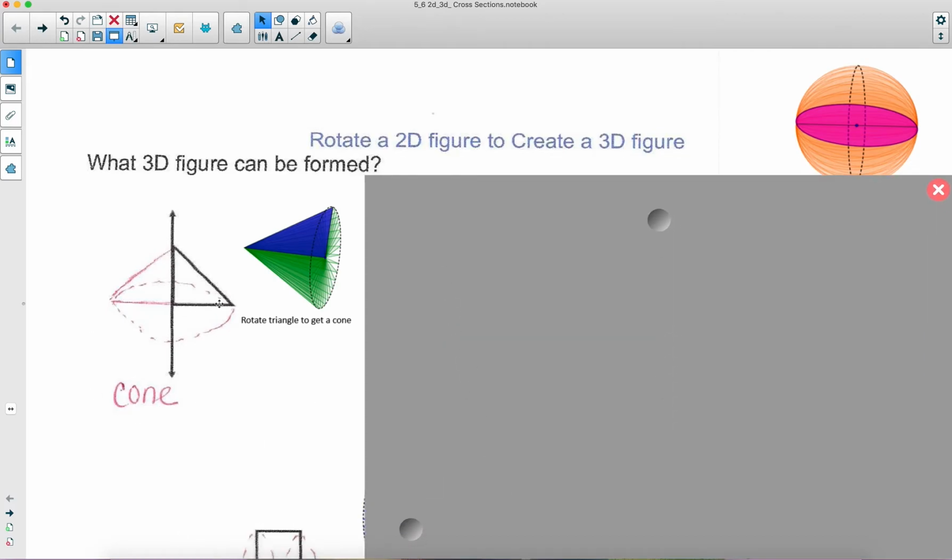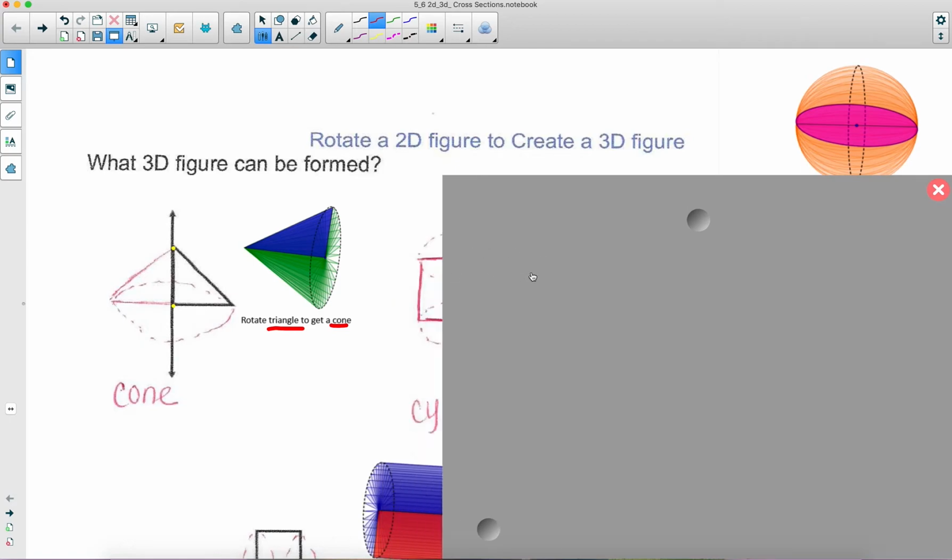If we take a triangle and rotate it about this axis right here, think about this point staying and this point staying, because they're on the axis, they're known as invariant points, so here and here, these will all stay. Now this point here rotates all the way around, and then all the way around in the back, and it forms a cone. So we rotate a triangle to get a cone. And then there's this little image here. You can see the blue triangle rotated all the way around.